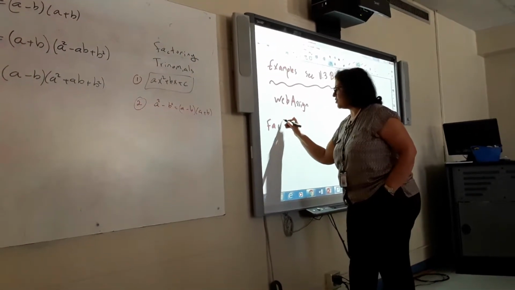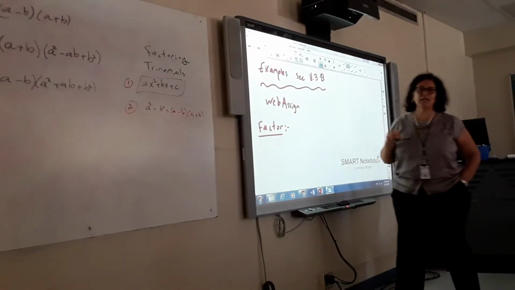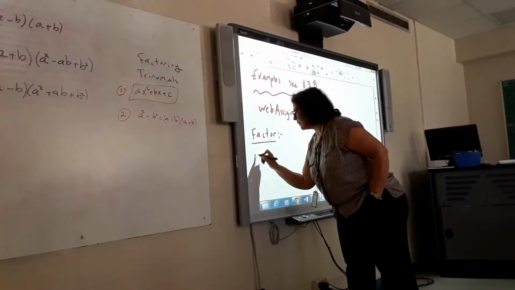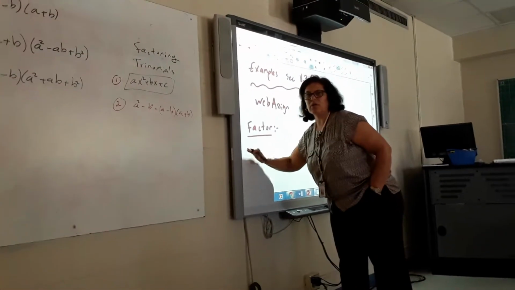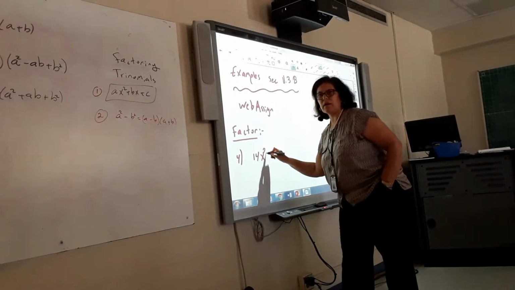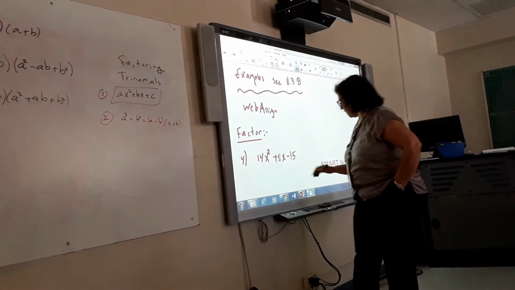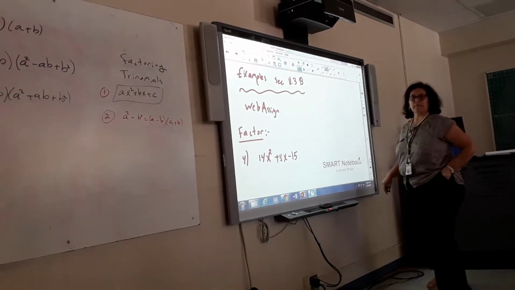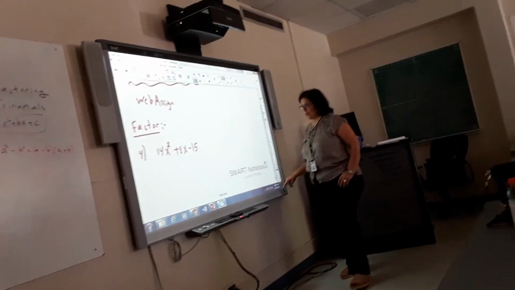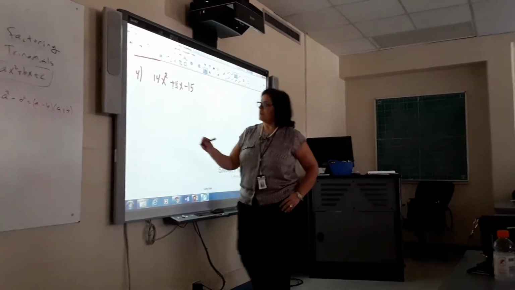Factor the first one. I'm going to leave the first one alone, and the second one I'm going to do from number 14. Number 4, which is going to be 14x squared plus 11x minus 15. Is it 14 or 4x squared? 14x squared plus 11x minus 15. So let's do the solution.